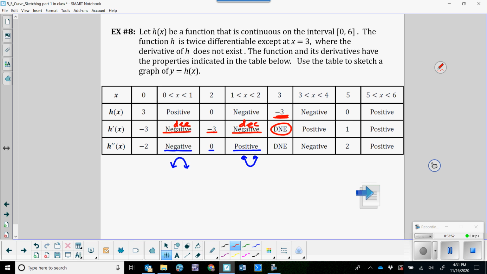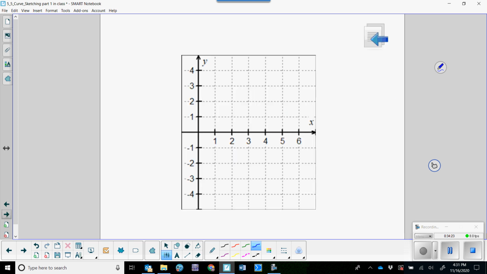Then from 3 to 4, we change, and now we're going to be below the x-axis. We've already been below the x-axis here, but now the derivative is positive, which means we're going to be increasing. We know that the second derivative is negative, which means I'm concave down, and then positive, which means I'm concave up. So somewhere that changes. You have that table in front of you, so let's look at all the things that means.